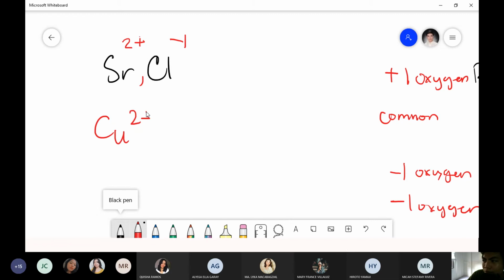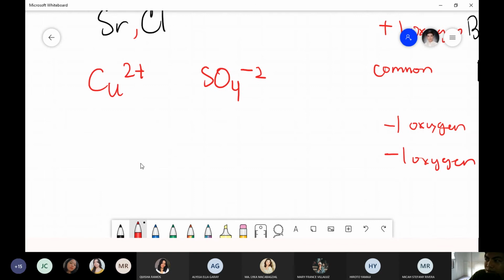For example, we have Cu2+ and then SO4 2-. How about this one? Okay, so for this one, if you're going to do the crisscross, I always instruct my students to write parentheses around your polyatomic ion. You always need to write parentheses outside your polyatomic ion. Why? Because some students commit this mistake. Some people do this. So this 2, they place it next to the oxygen, and they think that you should multiply the 2. So they do that, and it becomes SO8. Is this correct? Obviously not.